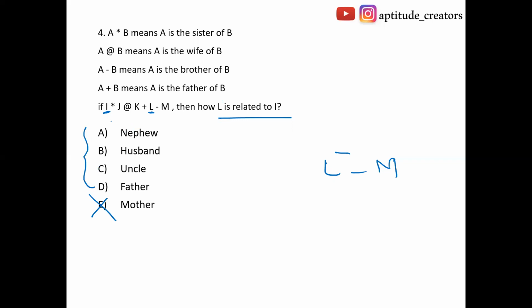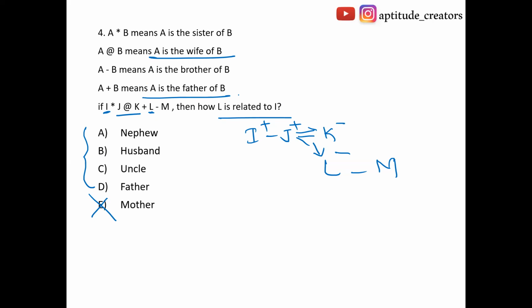Now, what is I into J? I is the sister of J. J at the rate K. J is the wife of K. Okay. K plus L. K is the father of L. Yes, K is the father of L. Means L is the son of J and K.